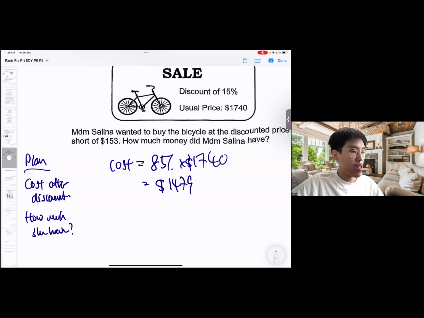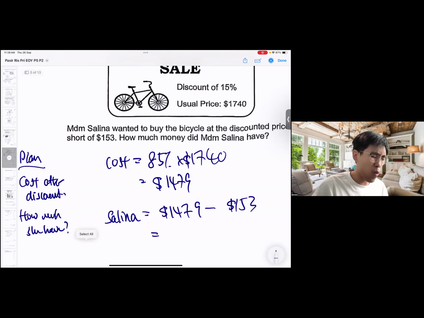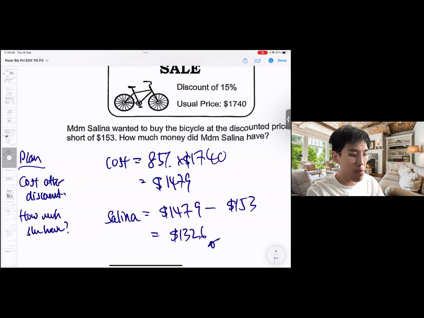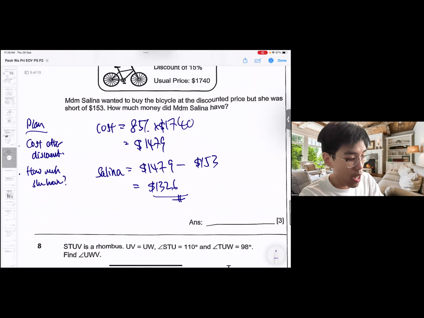Okay, 1,479. From here, this is what she needs to save towards to buy. But she's still short of 153. So I can just write Salina equals 1479 minus 153. So it should be 1326. Same thing, this one can mental calculate. There are certain ways you can do it. For me, I see the numbers from left to right, so I can generate the answer straight away. So the answer is 1326. All these techniques will be shared with everyone in my year-end workshop. So make sure you sign up for it.